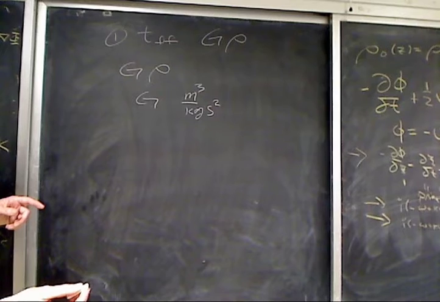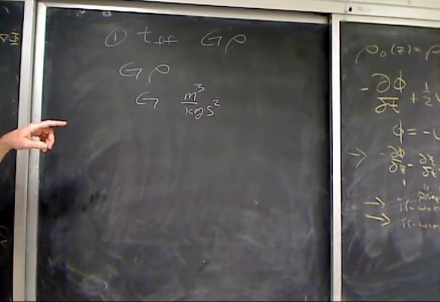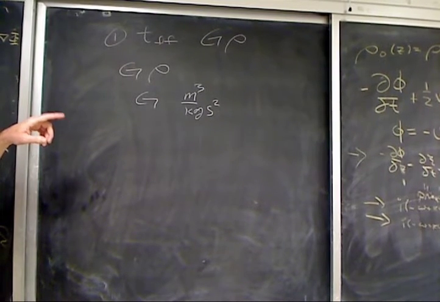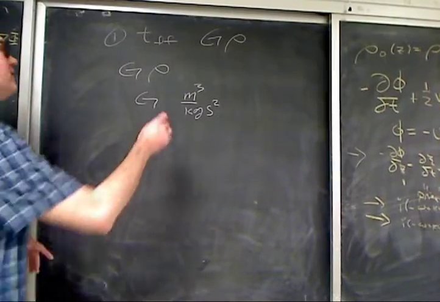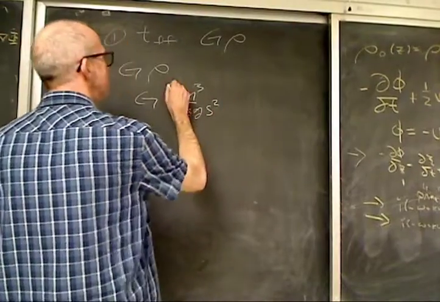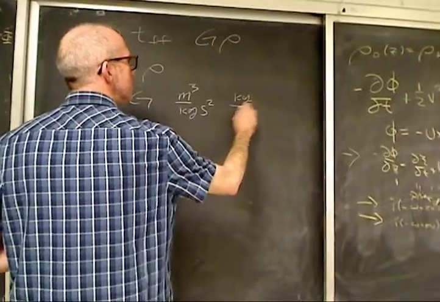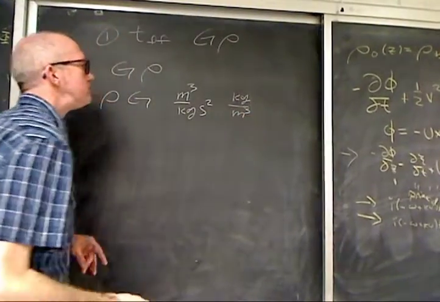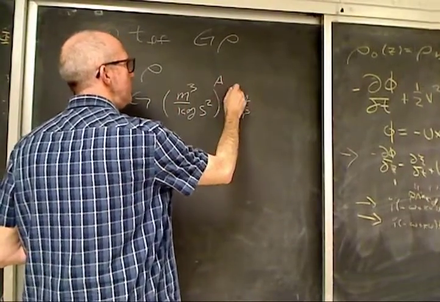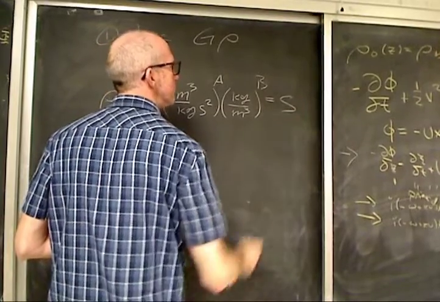Okay, so I've got meters, kilograms, and seconds, and density. Density is in kilograms per meter cubed. So what I need to do is say this thing to the a power times this thing to the b power equals what? Seconds.